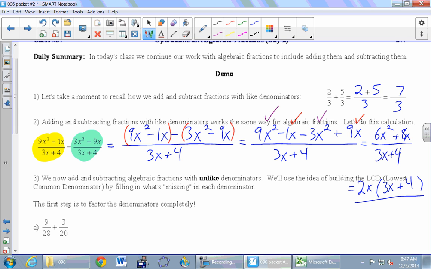Okay. And then on the bottom, can I do any factoring? No, I can't do anything with 3x plus 4. So we'll just copy that. But then at that moment, we recognize, hey, we actually can simplify this thing. So the 3x plus 4's cancel. And so our final answer is just plain 2x.